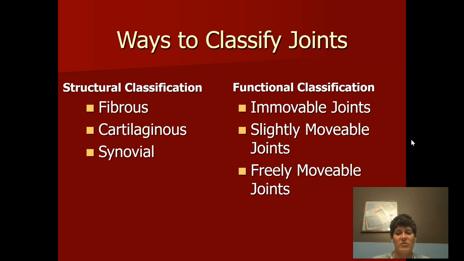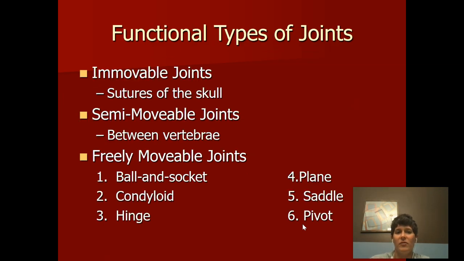So immovable joints would be things like the sutures that are in your skull. So the sutures that are in my skull, they don't move, they don't go anywhere. Those are immovable joints. Semi-movable joints would be like between the vertebrae in your backbone. So those vertebrae have a little bit of flexibility. They can shift and move just a little bit, but they're not the same as synovial joints. Synovial joints, they have that fluid in there that allows them to have a lot of movement.